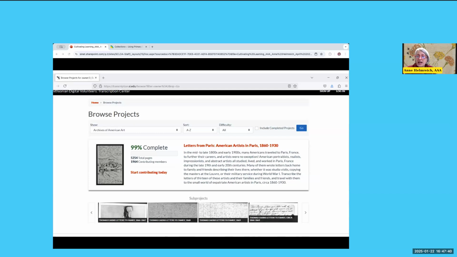The Smithsonian has a transcription center. And Carolyn, you're right, this is all volunteer. And this could be a great way to engage your students. We have volunteers who transcribe handwritten letters into typewritten text. So this is an example of one of our projects. We had American artists in Paris who were writing home. And people really like the idea of visiting Paris vicariously through these letters and then transcribing them.